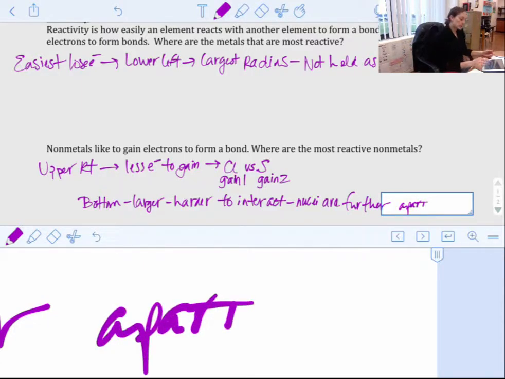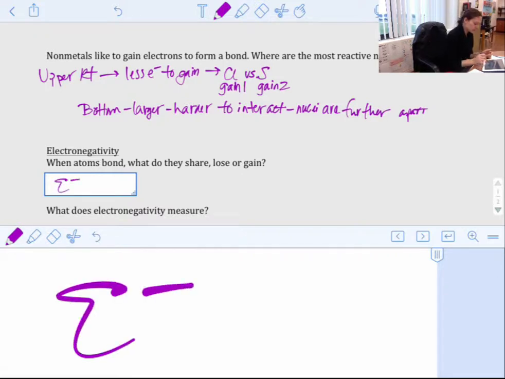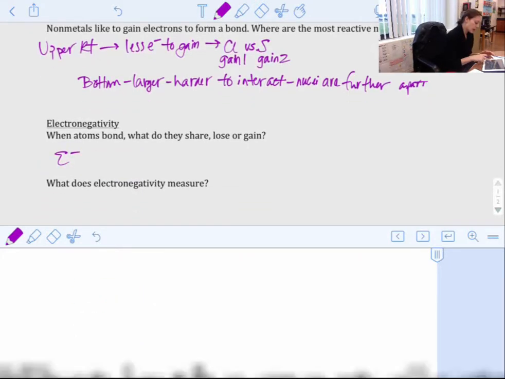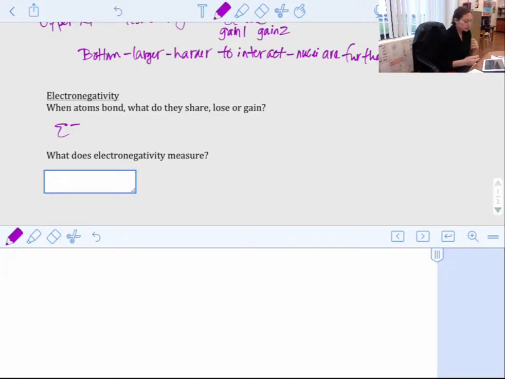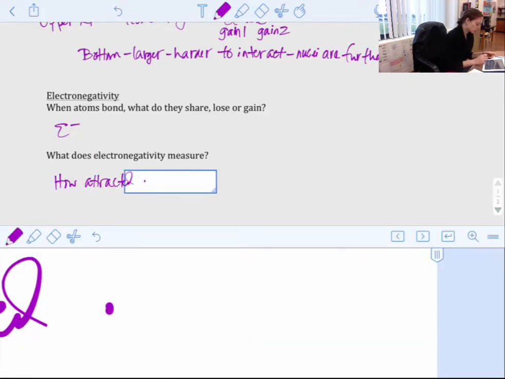Okay, the last thing we're looking at is electronegativity. When we're talking about this, when atoms bond, they share, lose, or gain electrons. That's going to be the study of our next few chapters after this one, so this is our segue into the next one. So they share, lose, or gain electrons, and electronegativity measures how attracted electrons are to a certain atom in a bond.